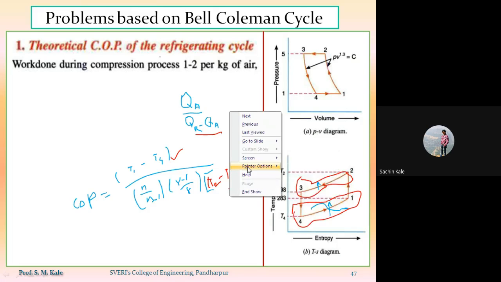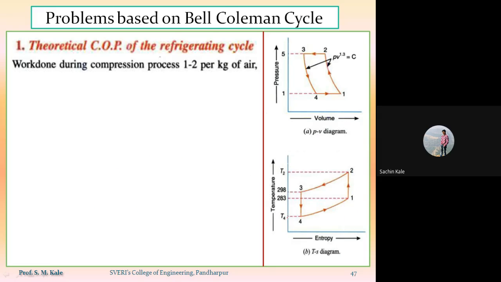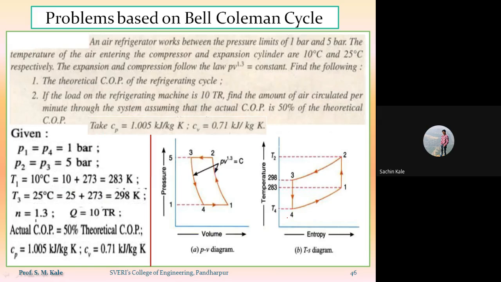So this will be the formula. Here, if you see the given data, they have provided the value of T1 and T3. They haven't provided the value of T2 and T4, because here, you are knowing the value of T1, you are knowing the value of T3, but if you see the formula of COP, you require all the temperature values. That is nothing but T1, T2, T3, T4.